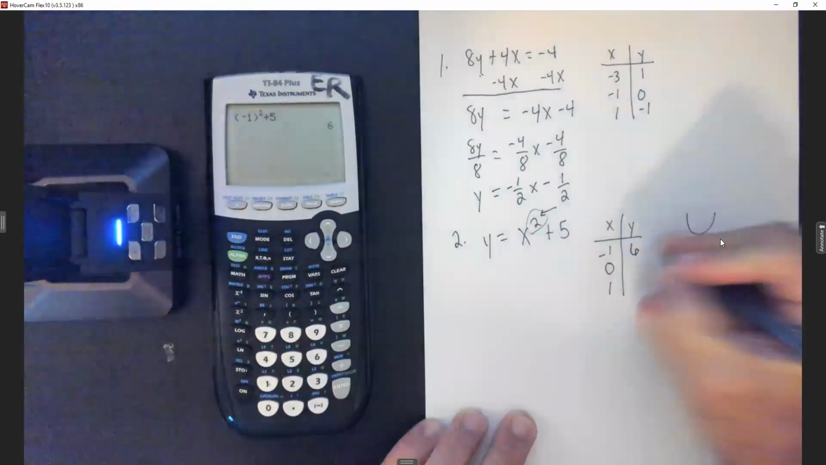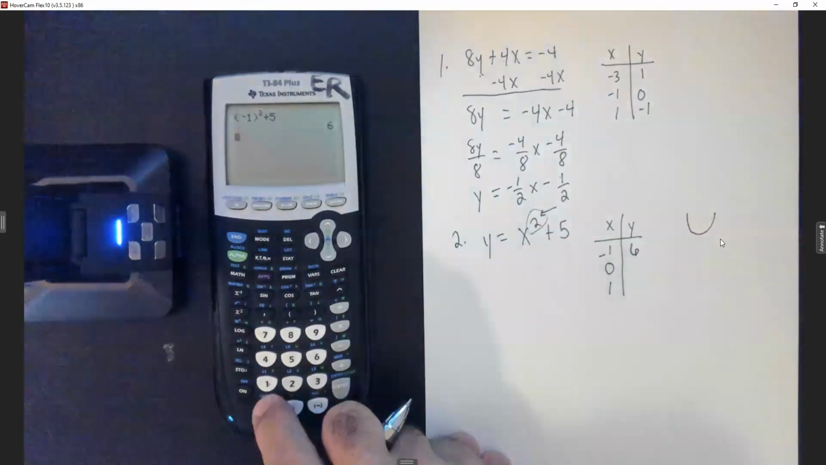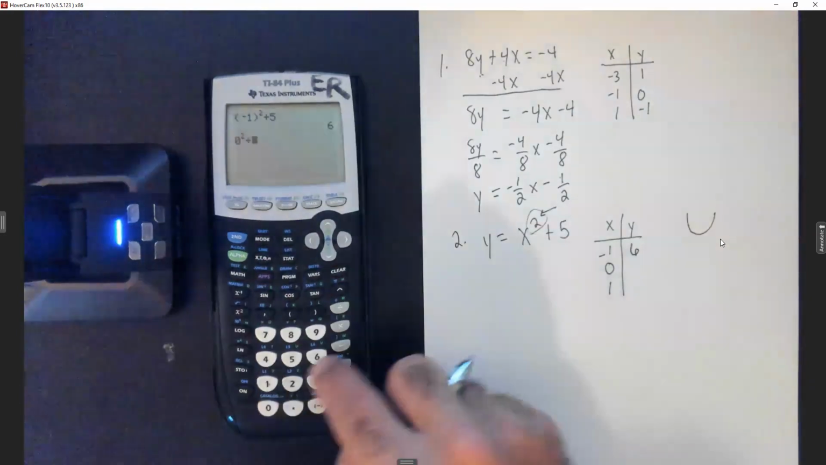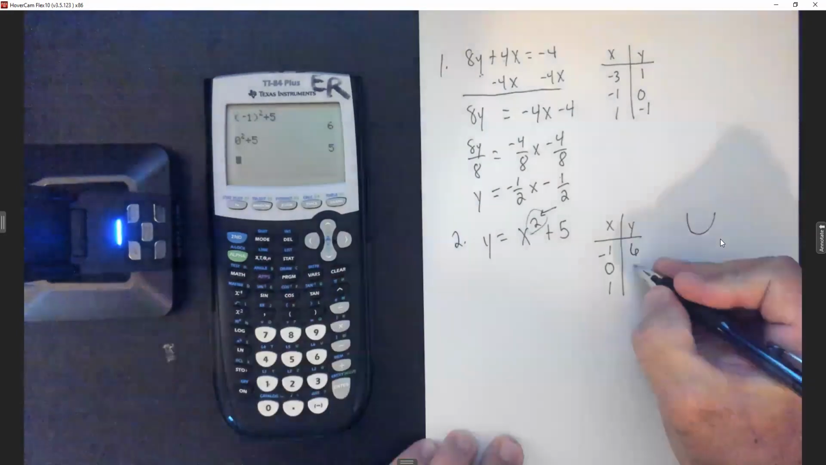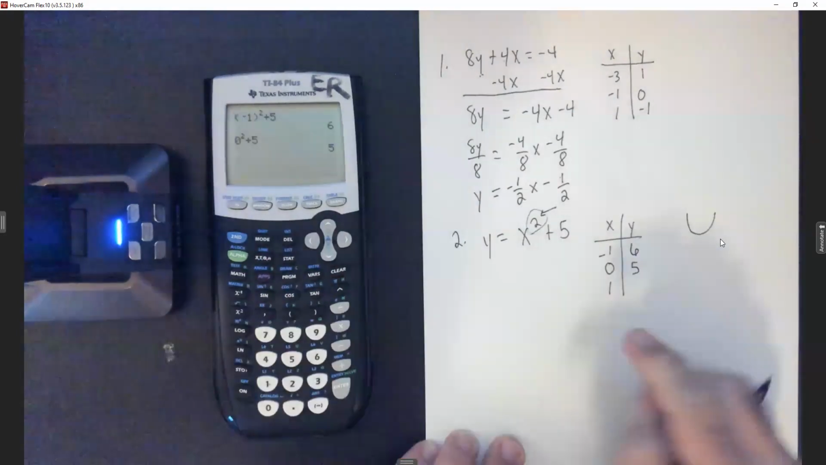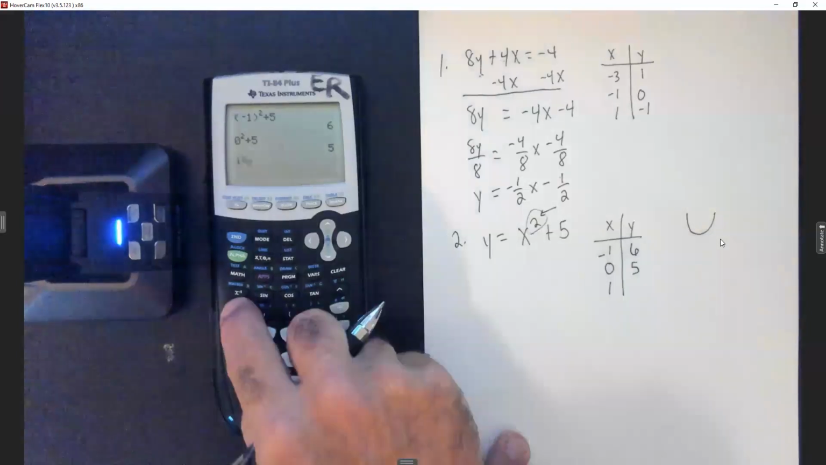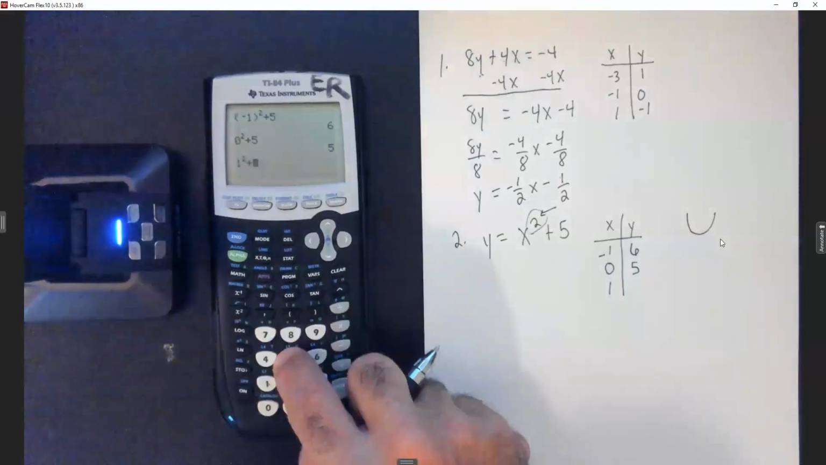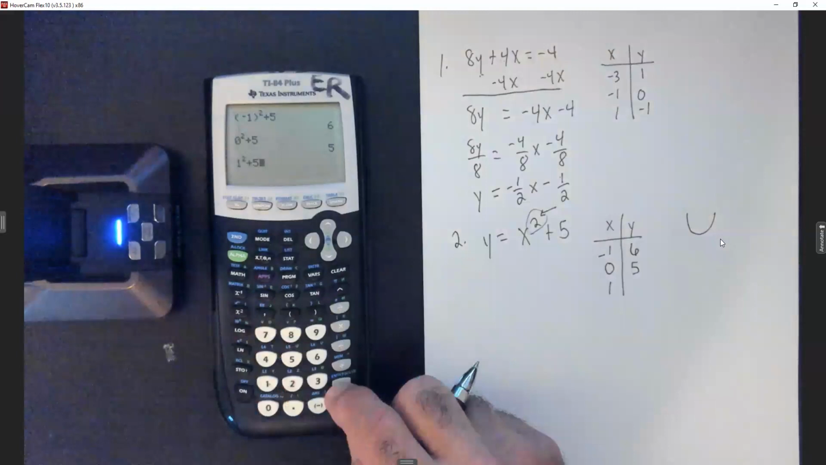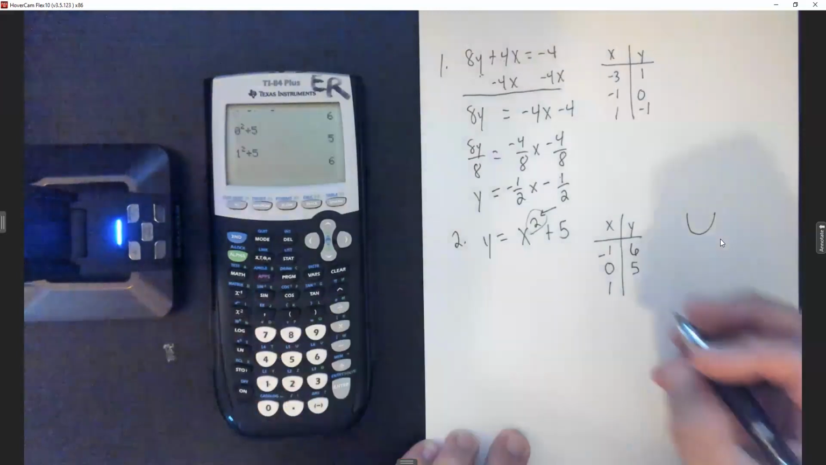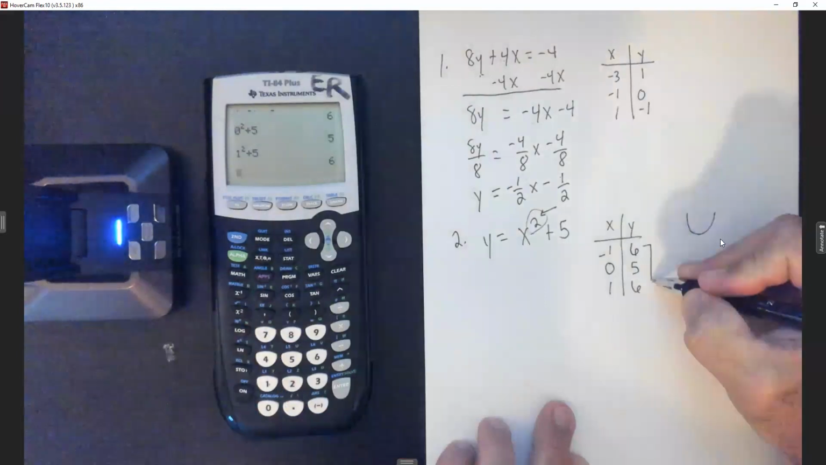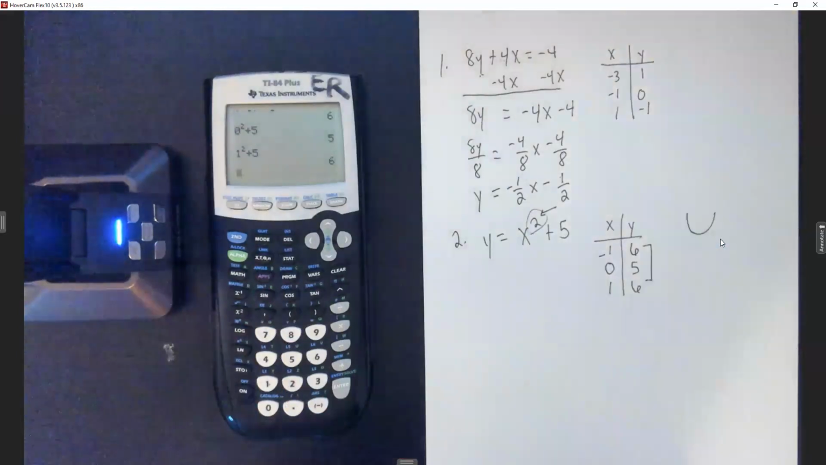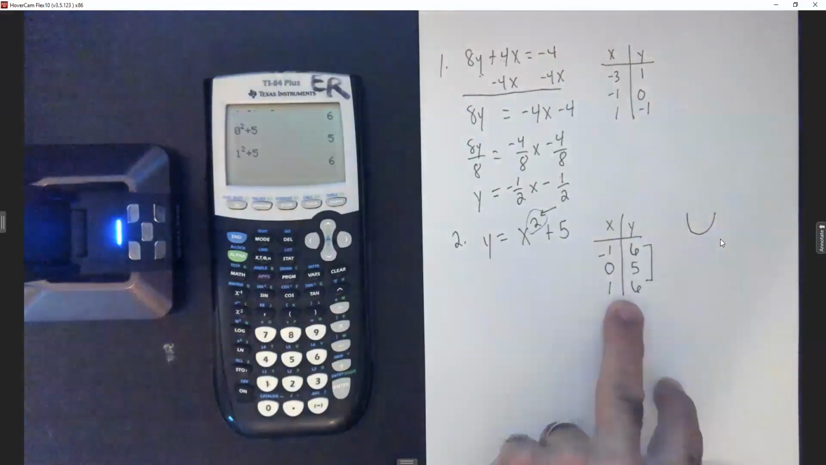So let's put a 0 in there. 0 squared plus 5. So when I put the 0 in, I get a 5. And then when we put the 1 in, we got 1 squared plus 5. So that should be what? 1 plus 5 gives me 6. If you're doing this problem right, you will notice that you get symmetry on these graphs, okay? So I got my 3 points.